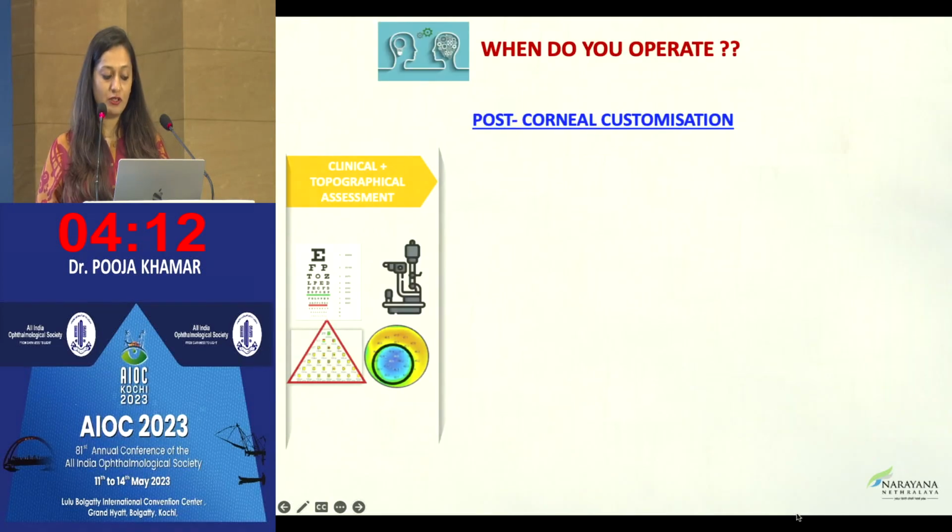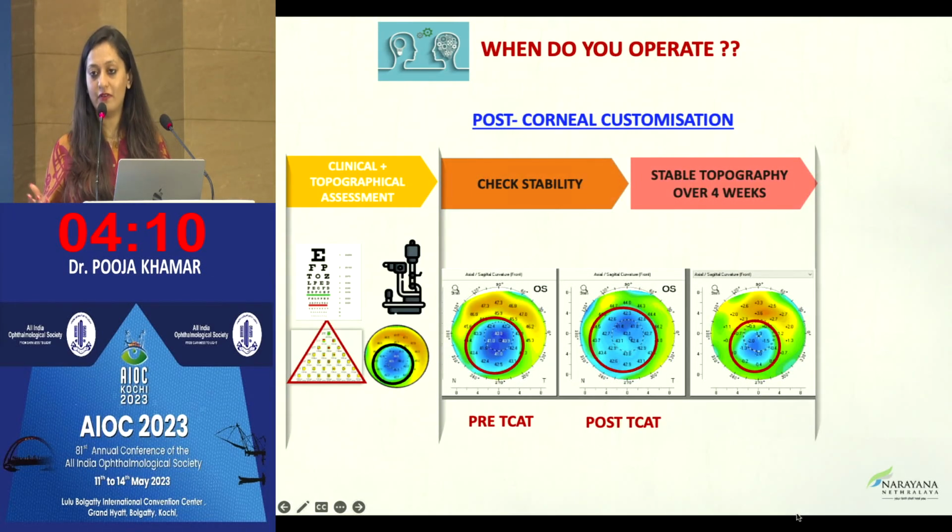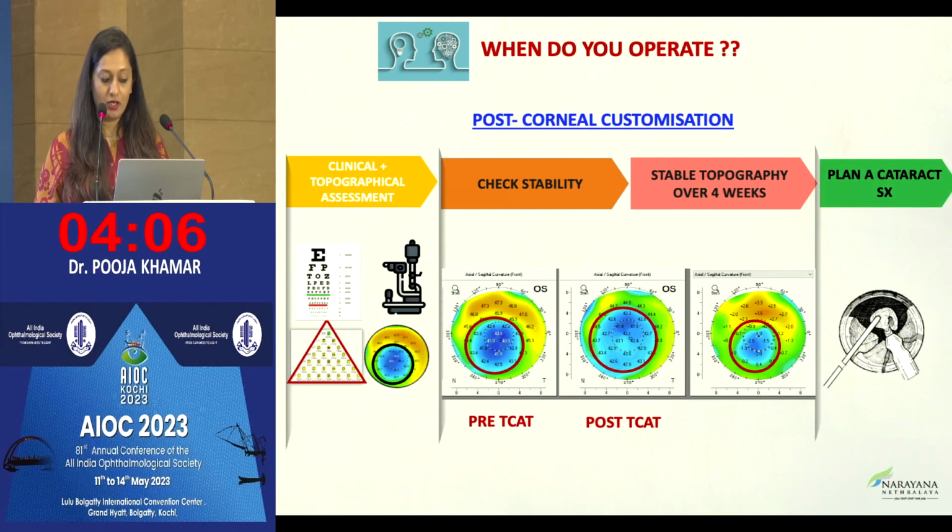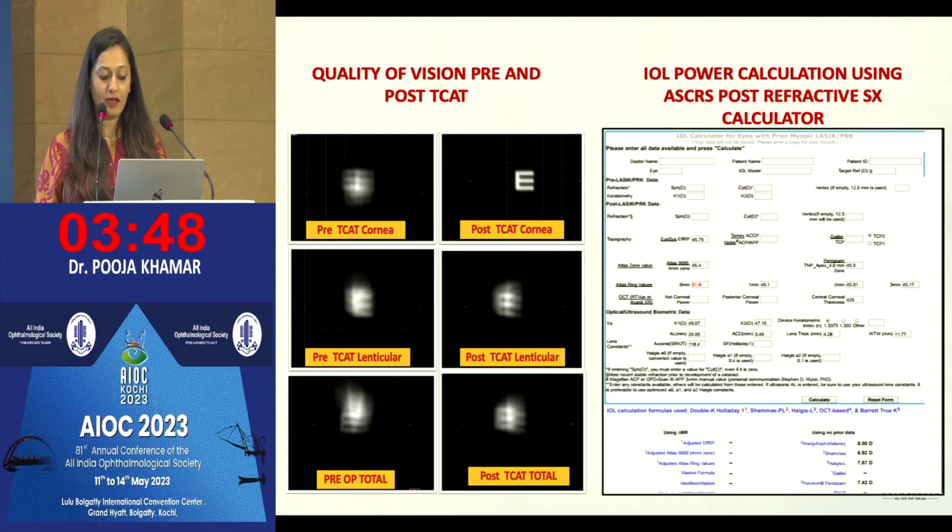Now the question that is going to come is, if you have done a corneal regularization, when to do a cataract surgery. So you do a clinical topographical assessment, you check for the stability of topography. Once the topography is stable, at least 2 time points where your topography has been stable for 4 weeks minimum between the 2 time points, you can go ahead and plan a cataract surgery, and you can use one of these. Of course, all the previous speakers have beautifully spoken about what calculators to use and how. So that is what you do here.